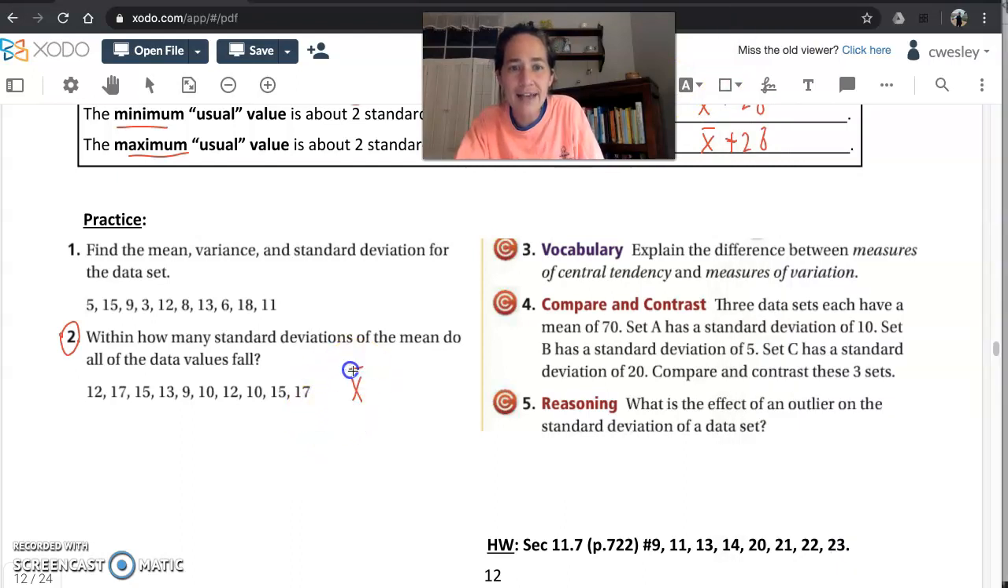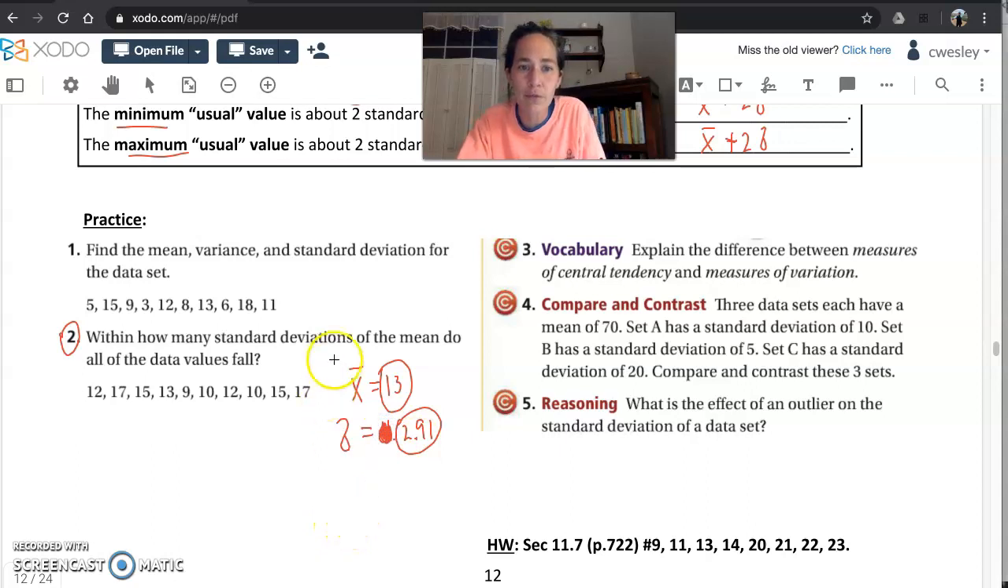So from the stat calc, try that. Stat calc, one variable statistics. Can you check me on this and see if you get exactly 13 as the average? And then for population standard deviation, sigma, see if you get 2.91? So on average, you have these data values varying 2.91 from the mean.